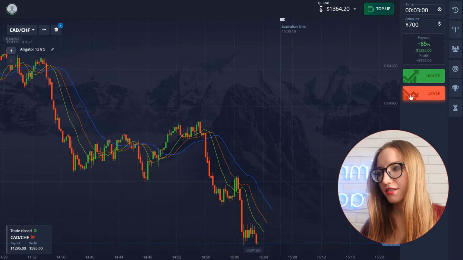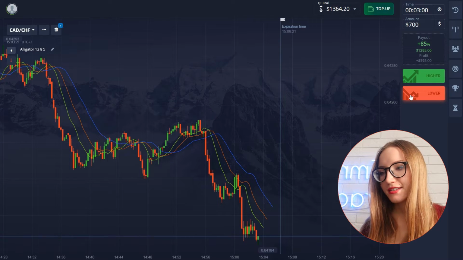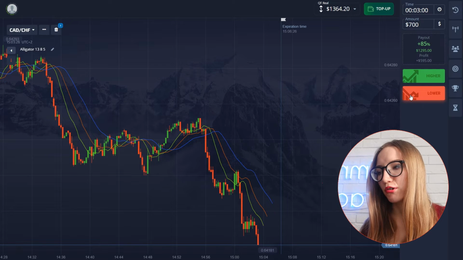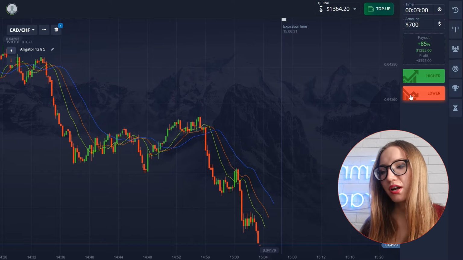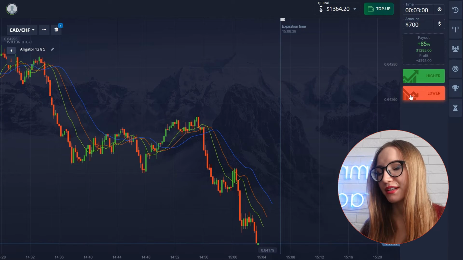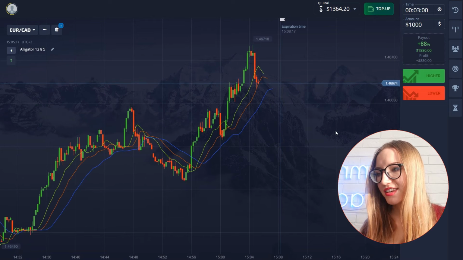So here we entered at a pullback. The lines of the alligator got closer for a moment, but then moved lower and diverged further from each other. So this is the profit for you and me, and we can continue and find another entry point. So let's work with the situation.